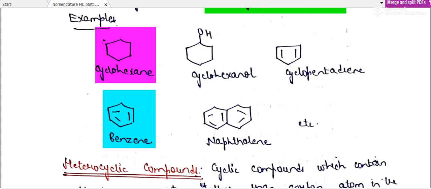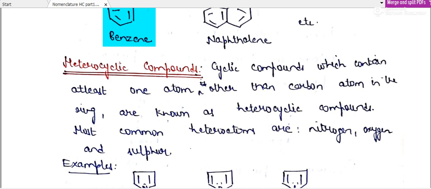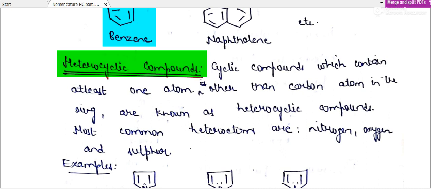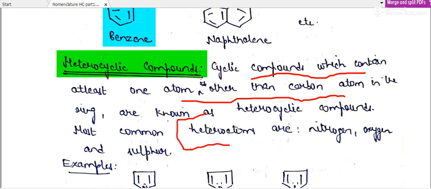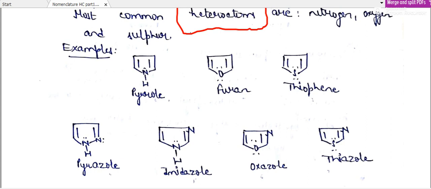On the other hand, the word heterocyclic has originated from two words, hetero plus cyclic. Cyclic again means ring, hetero means different. So heterocyclic compounds are cyclic compounds, but in the ring there is at least one atom other than carbon. That atom can be nitrogen, oxygen, sulfur, halogen, phosphorus, and so on. In your lectures, I have provided a few structures of heterocyclic compounds, and you have to memorize these structures.